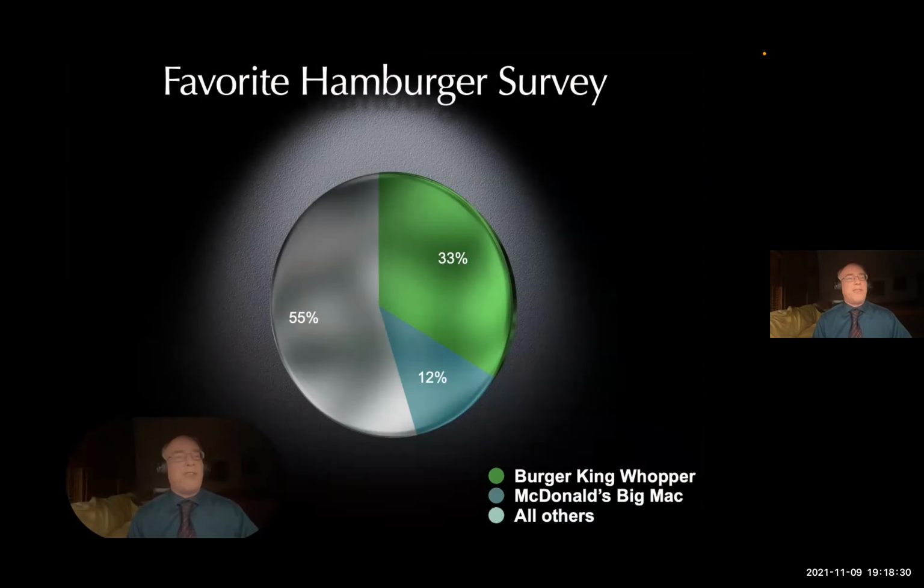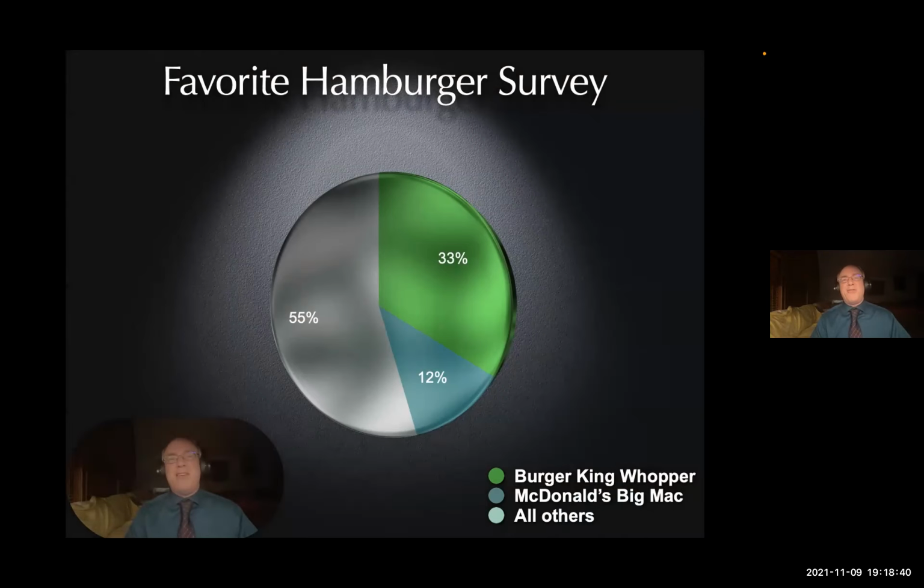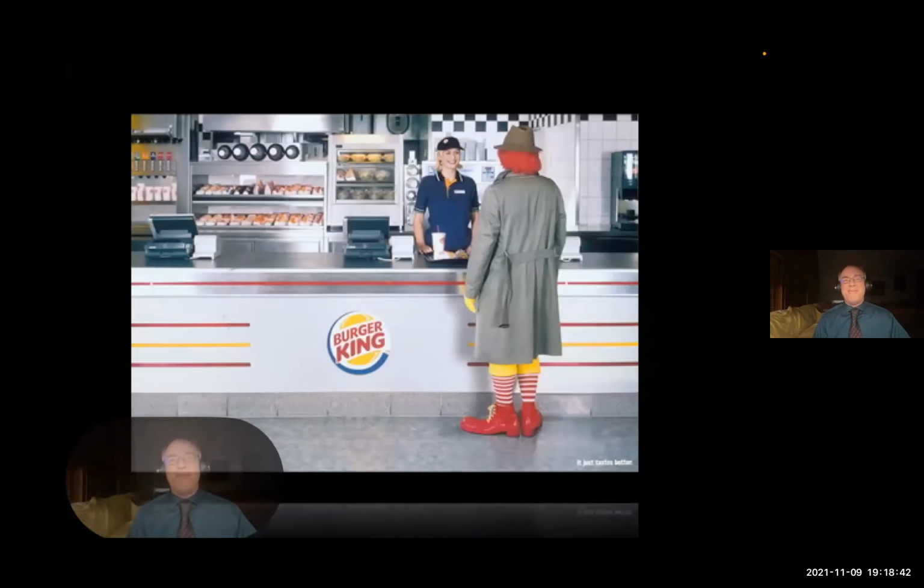I'll give you another example. Here's a message from Burger King. They did a survey. Survey shows people prefer the Whopper. But look how much stronger this message is with a slightly different picture. You're going to remember that one.